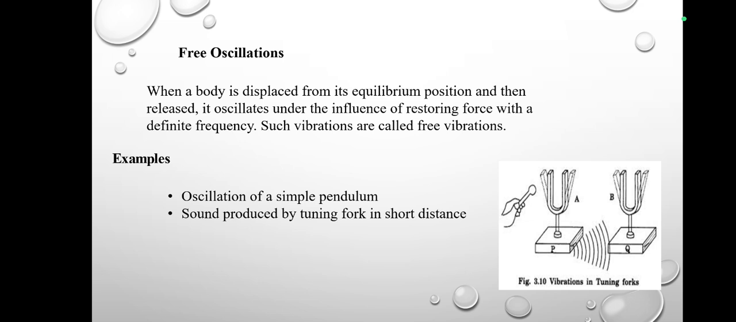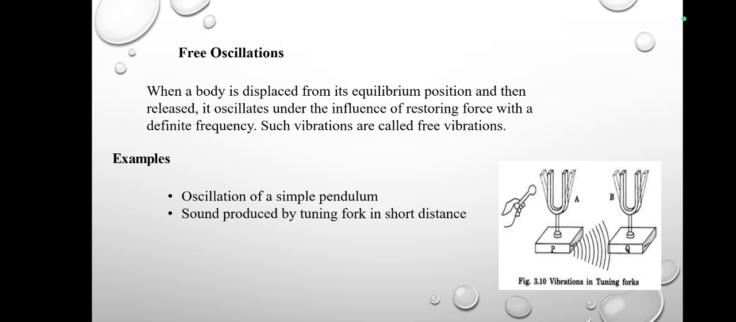The first one is free oscillation. When a body is displaced from its equilibrium position and then released, it oscillates under the influence of a restoring force with a definite frequency. Such oscillations are called free oscillations. We can see the picture. Examples: oscillations of a simple pendulum, and sound produced by a tuning fork over a short distance.